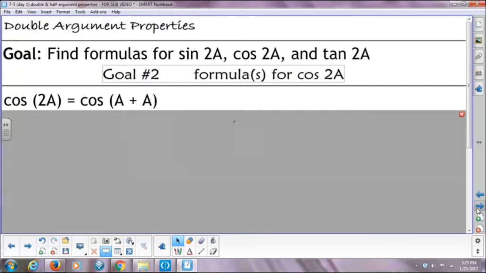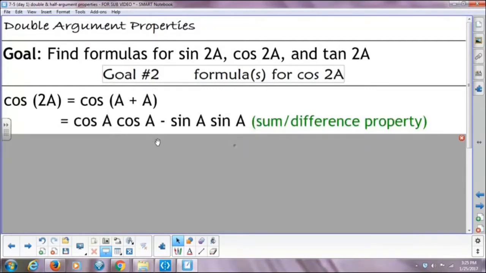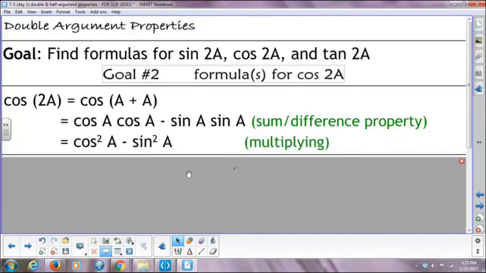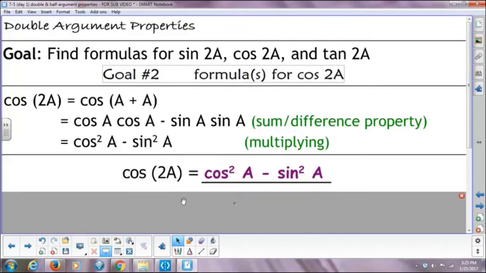The next one we're going to do is find a formula for cosine of 2a. And we're going to start the same way. We're going to remember that a plus a is 2a. And then the chant for cosine is cosine, cosine, sine, sine. So hopefully you see cosine of a times cosine of a is cosine squared of a. And sine of a times sine of a is sine squared of a. So that is one way we have a double argument for cosine.